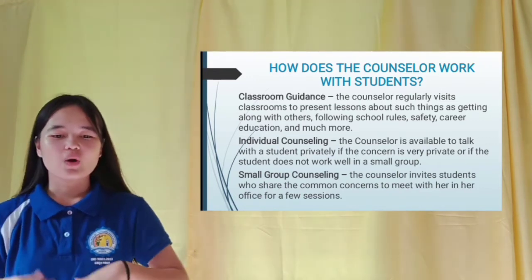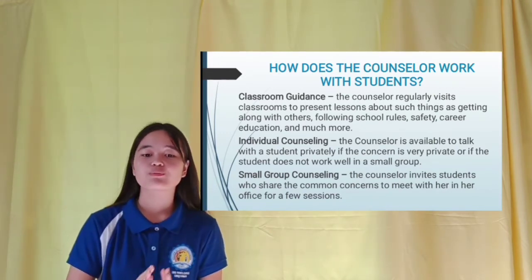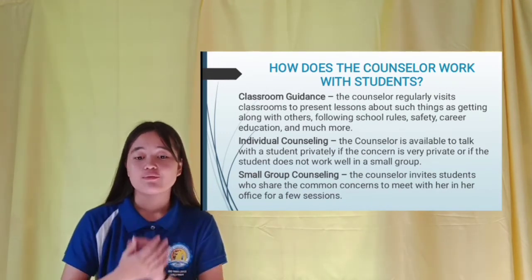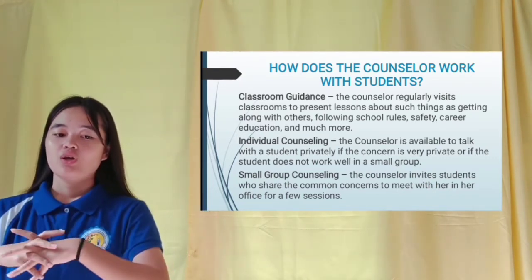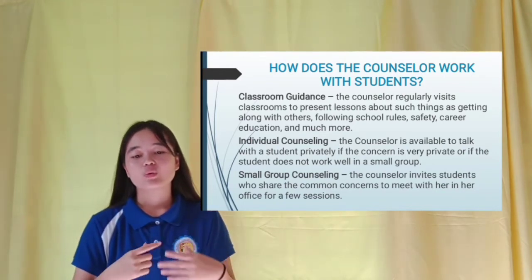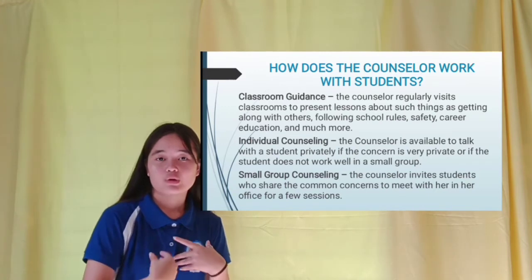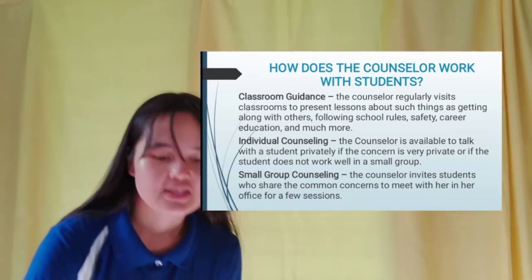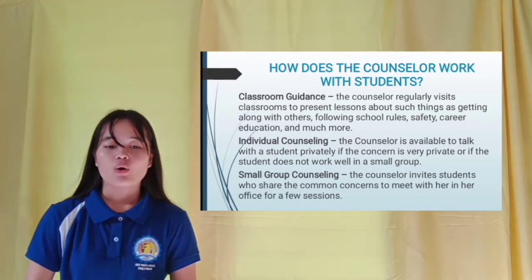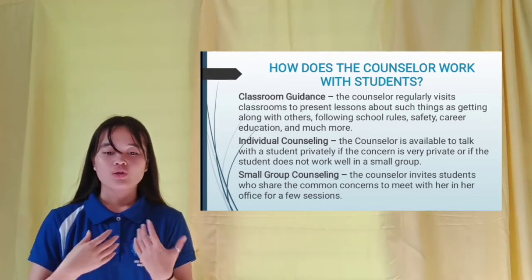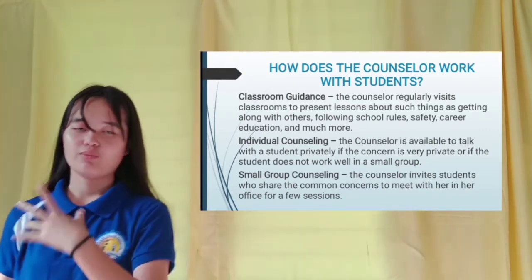Next, individual counseling. The counselor is available to talk with a student privately if the concern is very private, or if the student does not work well in a small group. So, individual counseling focuses on the privacy of something from the students. Next, small group counseling. The counselor invites students who share common concerns to meet with her in her office for a few sessions. So, small group.